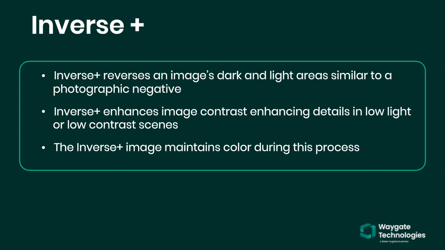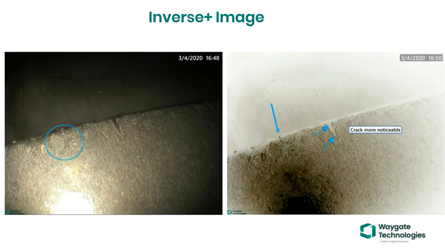Notice the fine line is more noticeable running down the center of the triangle-shaped indication in the right image that has Inverse Plus applied. See the two arrows pointing it out. Also, would you have noticed the crack in the left image circle? Always use Inverse Plus as a second opinion to the normal image when you're unsure.